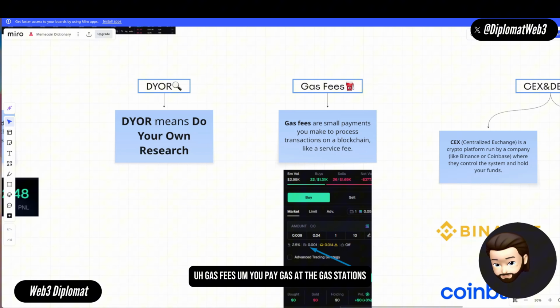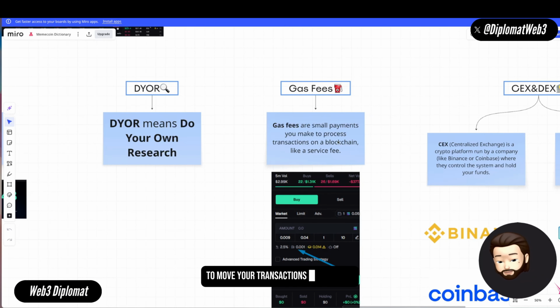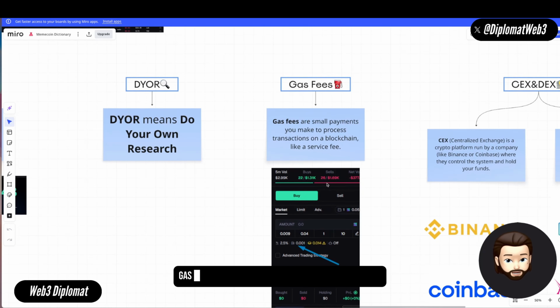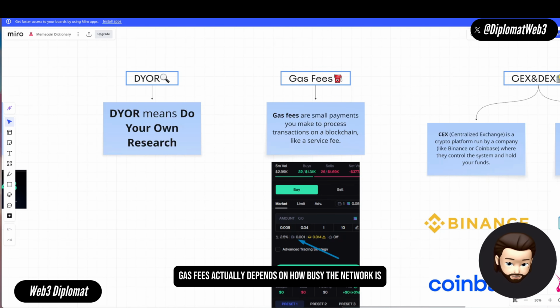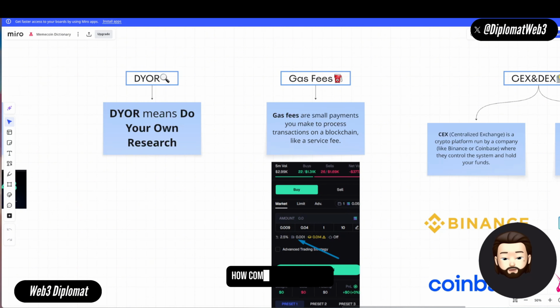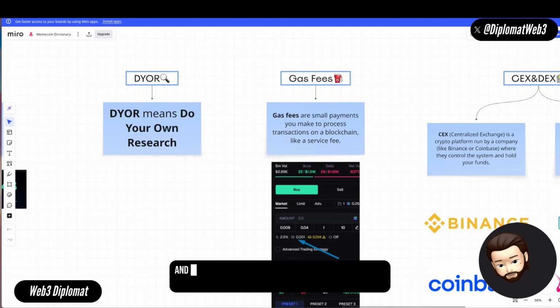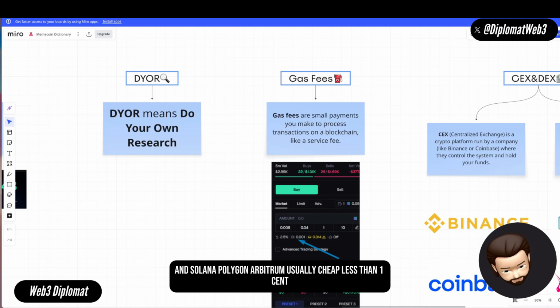Gas fees. You pay gas at the gas stations to drive a car. So in Web3, you pay gas fees to move your transactions. And gas fees actually depends on how busy the network is, how complex the action is, and which blockchain are you on. So for example, the Ethereum gas fees can be from $1 to $100 depending on the activity. And Solana, Polygon, Arbitrum, usually cheap, less than 1 cent.